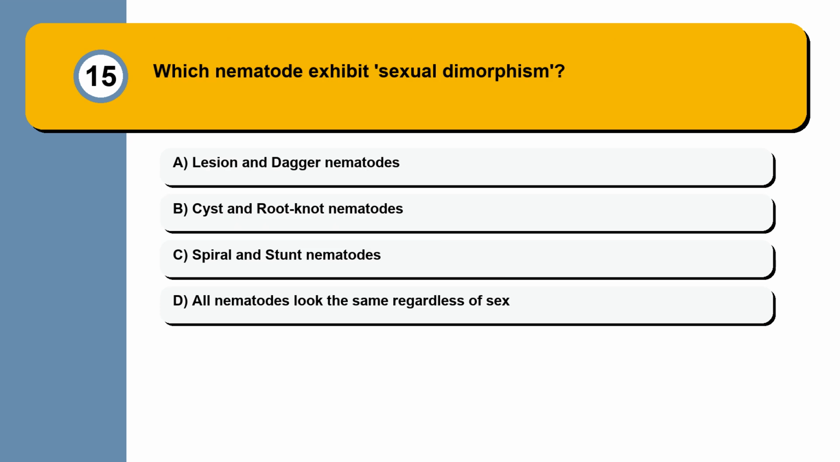Question 15. Which nematodes exhibit sexual dimorphism? Lesion and dagger nematodes, cyst and root knot nematodes, spiral and stunt nematodes. All nematodes look the same regardless of sex.